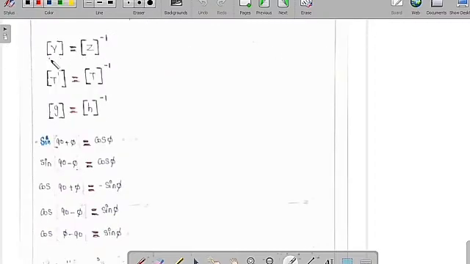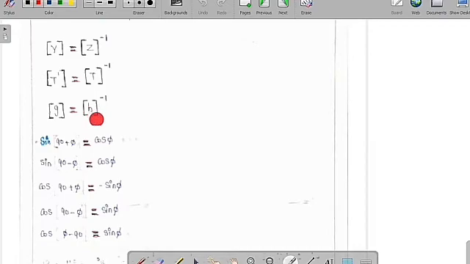I have already told you the relation between the Y matrix and Z matrix: the Y matrix is equal to the inverse of the Z matrix, or the Z matrix is the inverse of the Y matrix. Similarly, the T dash matrix is the inverse of the T matrix, and the T matrix is the inverse of the T dash matrix. Whereas the G matrix is equal to the inverse of the H matrix, or the H matrix is the inverse of the G matrix.